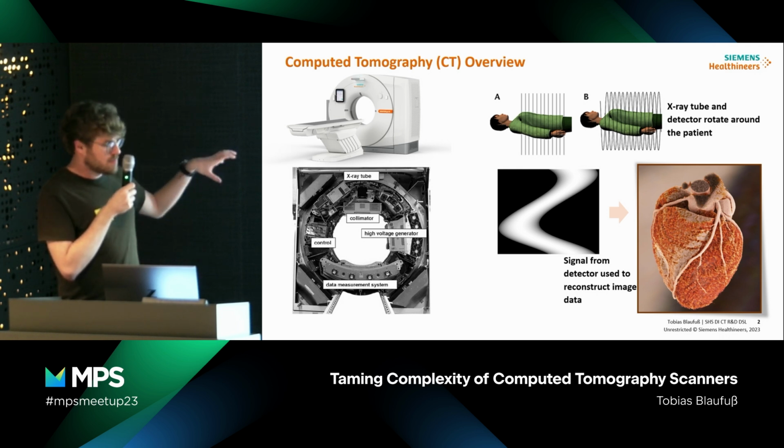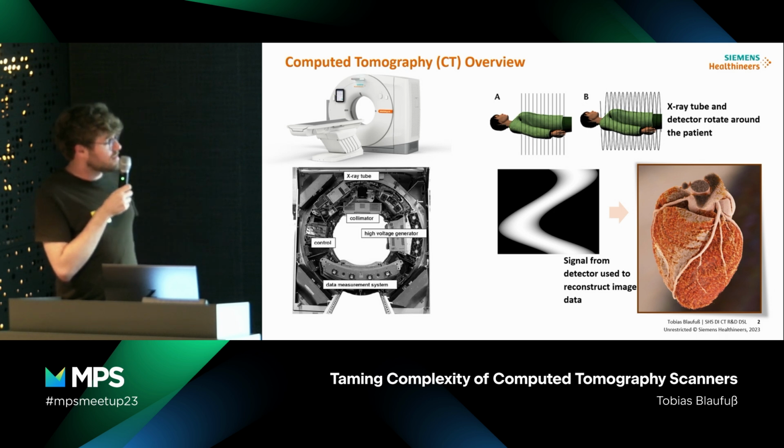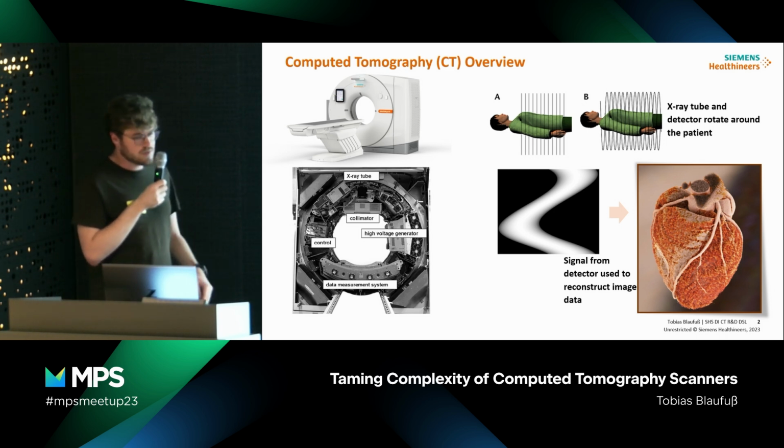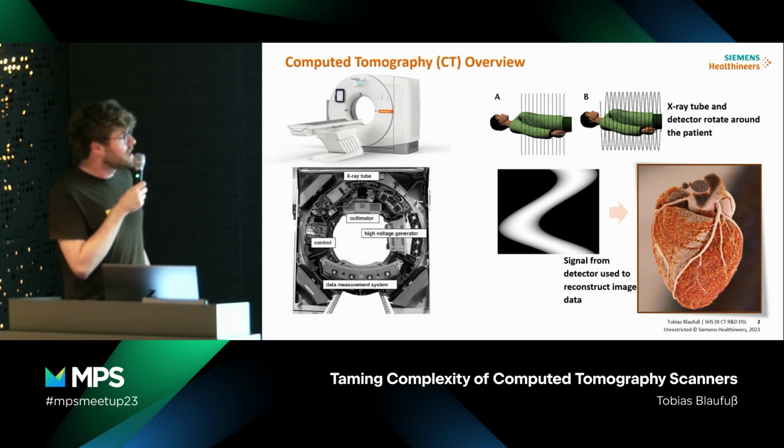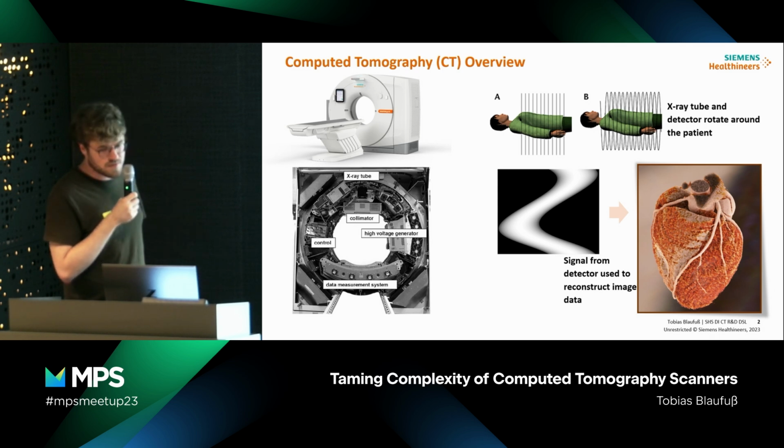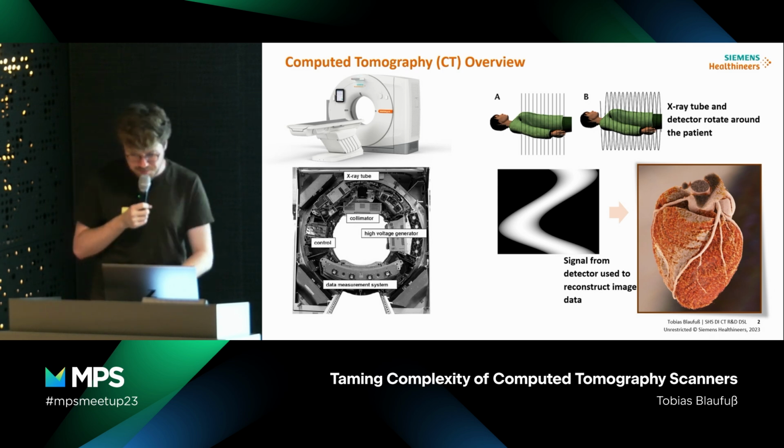This whole scan procedure can be static, like in case A, where you just create 2D slices of the body, or it can rotate so that you also can create a volume image of the piece you're actually scanning.